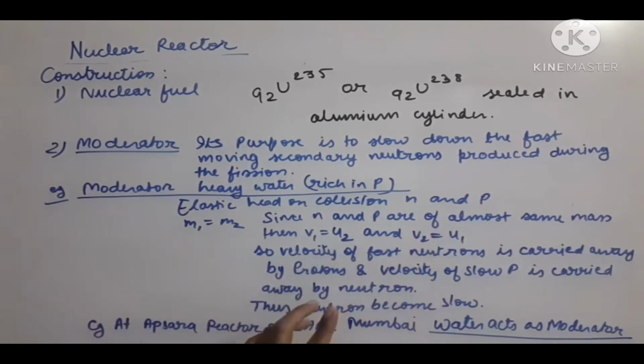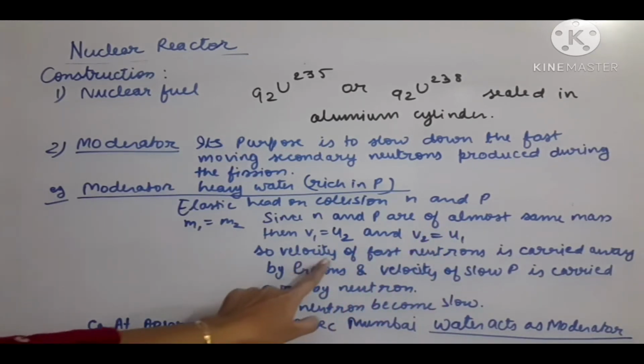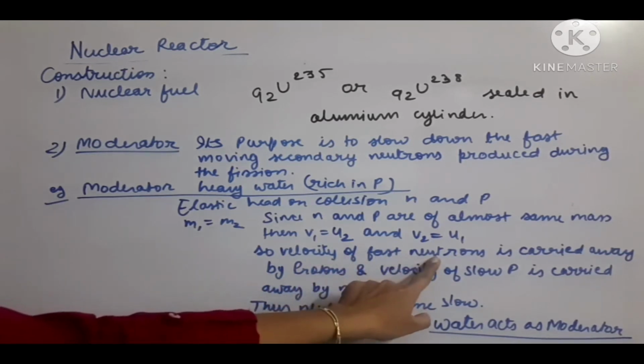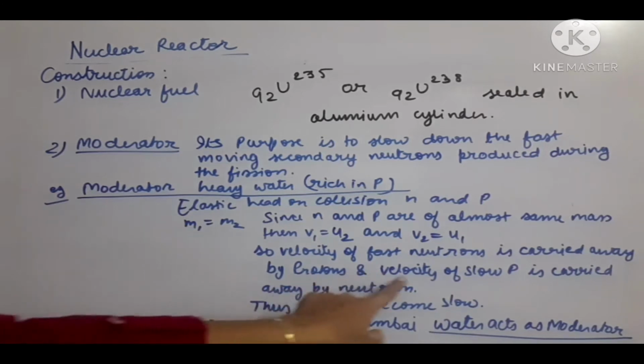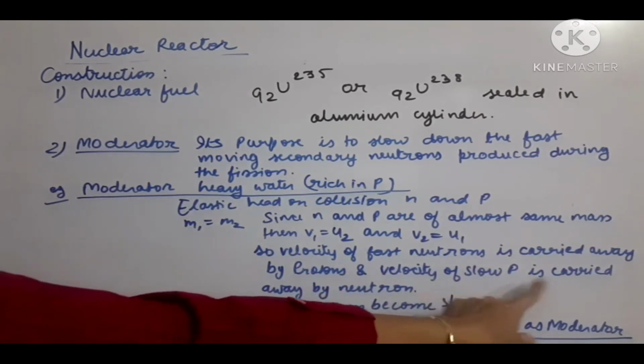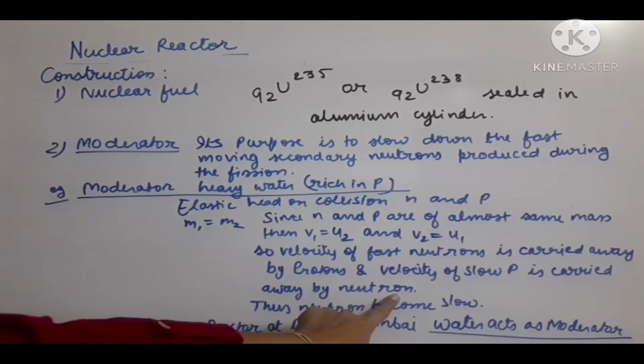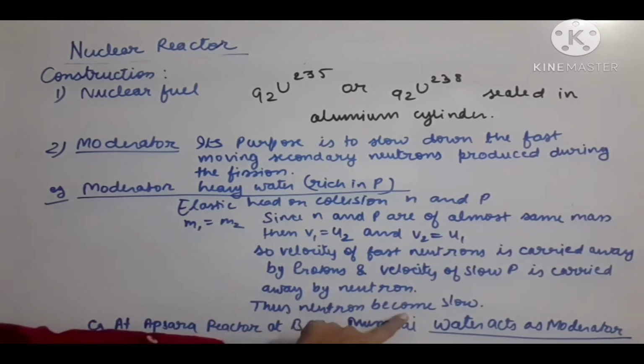This equation we had achieved already there. That means the velocity of fast neutrons is carried away now by protons, and velocity of slow protons is carried away now by neutrons. So this way the neutrons become slow in speed.